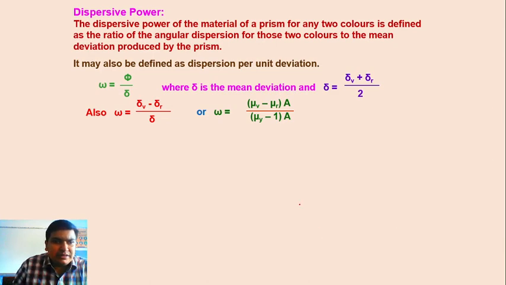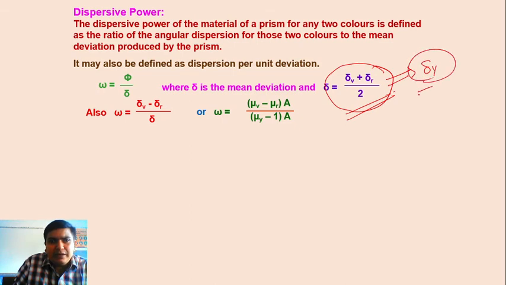Now I want you to understand that when we think about (delta V plus delta R) by 2, the mean deviation, it is basically nothing but the deviation of yellow color, because yellow color has almost the middle range of wavelength in terms of VIBGYOR. In the group of VIBGYOR, yellow has the average wavelength. That's why we are using the deviation of yellow color here.